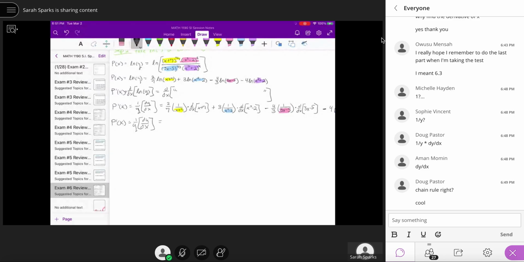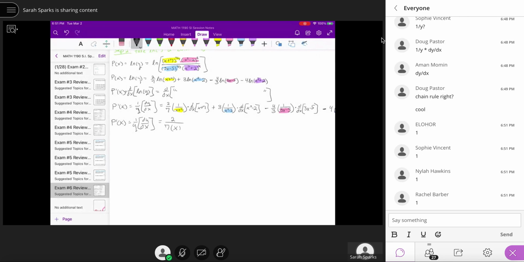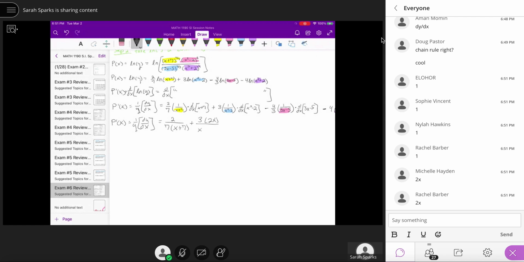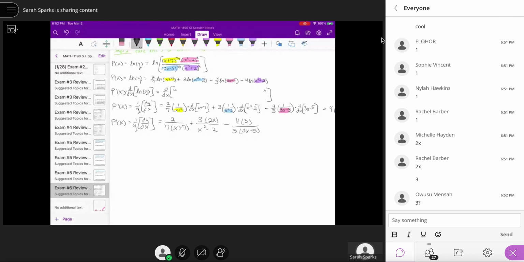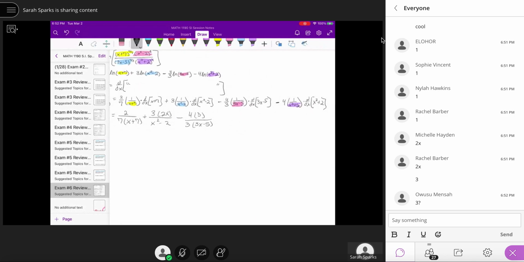And what's the derivative of x plus 7? Yeah, it's just going to be 1. You guys are right. And then what about the derivative of x squared minus 2? Yeah, 2x. Exactly right. And then what about 3x minus 5? 3, yeah, exactly. And then, last but not least, what about the derivative of x cubed plus 2? 3x squared. Yep, you're completely right. Over x cubed plus 2.